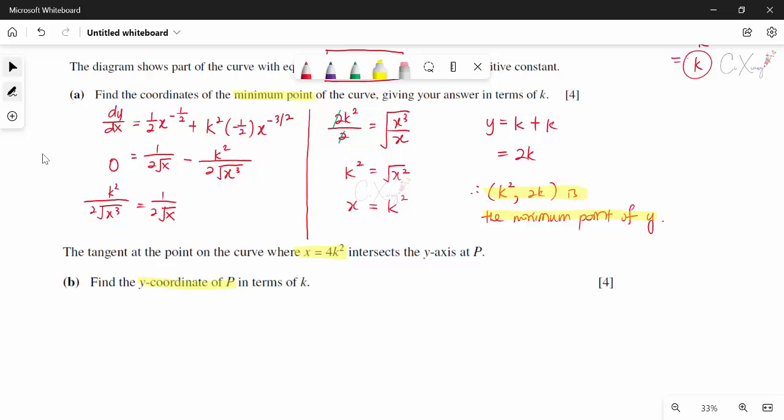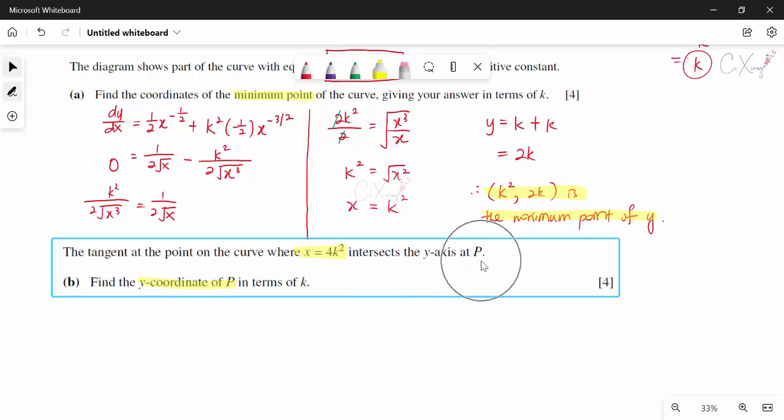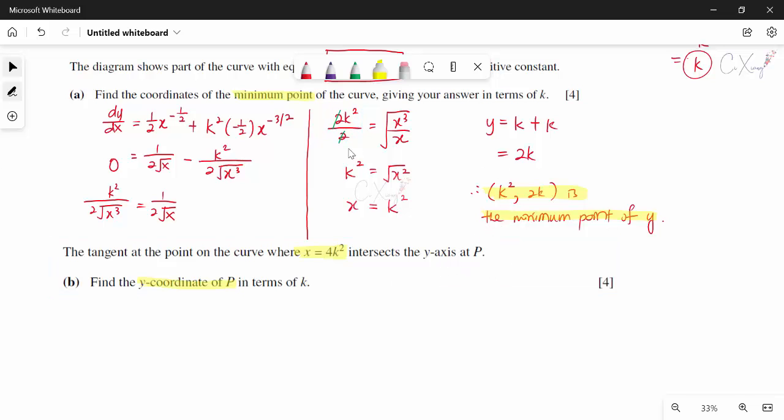So they're talking about P, and how can we get P here? They give us the information: the tangent at the point on the curve. That means the line of tangent intersects the y-axis at P. So of course, at first, we need to find the equation of the tangent. To find the equation of the tangent, of course, you need dy/dx. You already have dy/dx here.